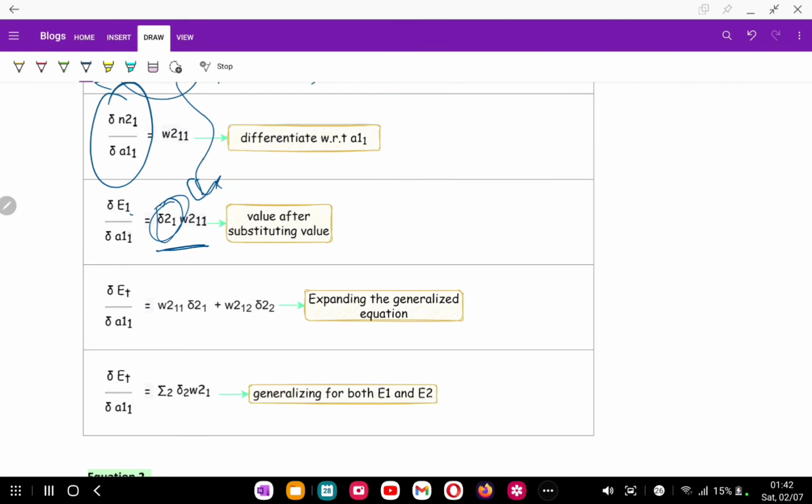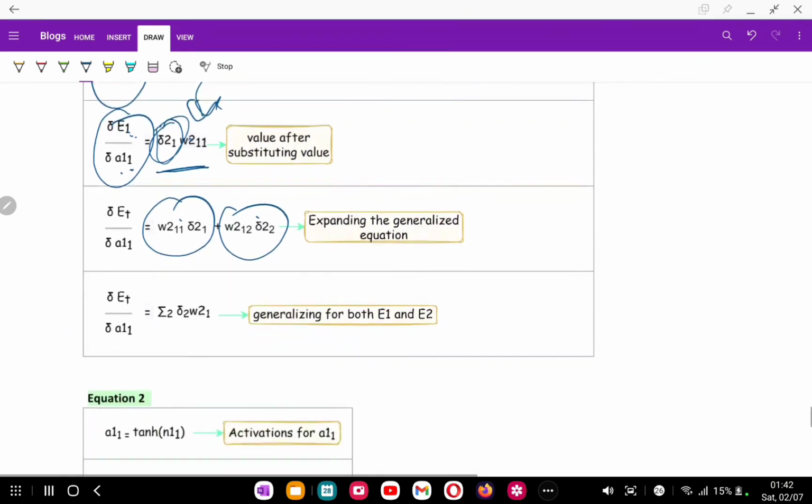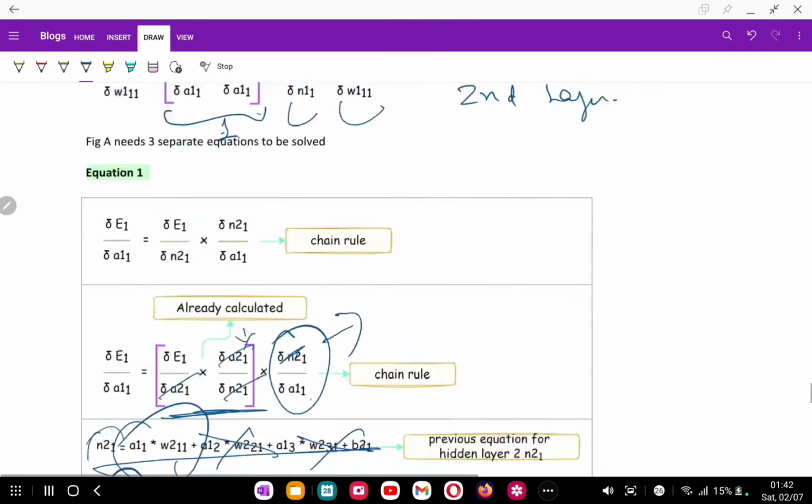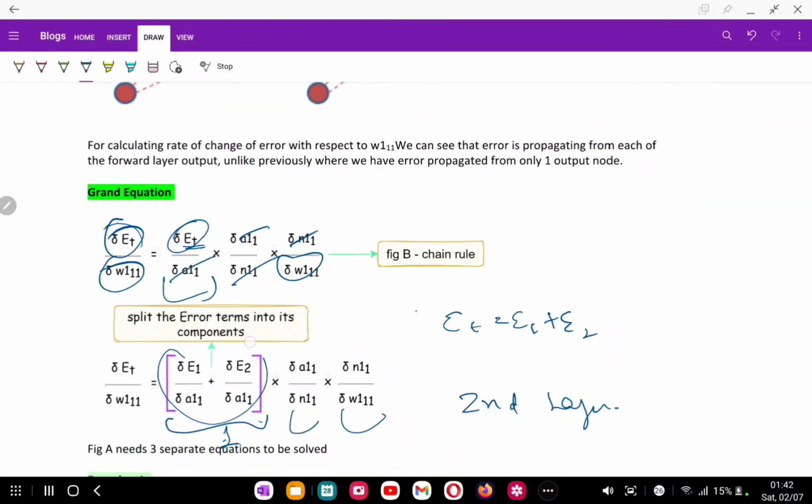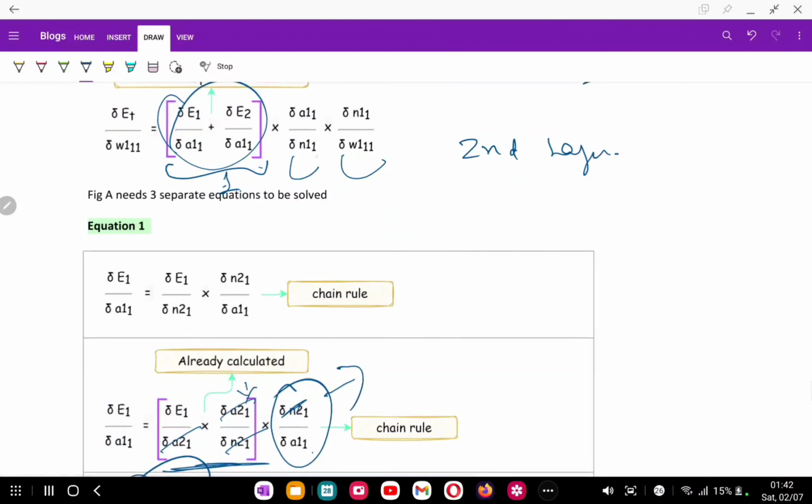Now this is E1 A11. Similarly, E2 A11 can also be calculated with the same value. Just replace 1 by 2. In general, it can also be written like this. First equation solved. In grand equation, this has been solved. Now what about A11, N11, and what about this? So this is our second equation, this is our third equation.